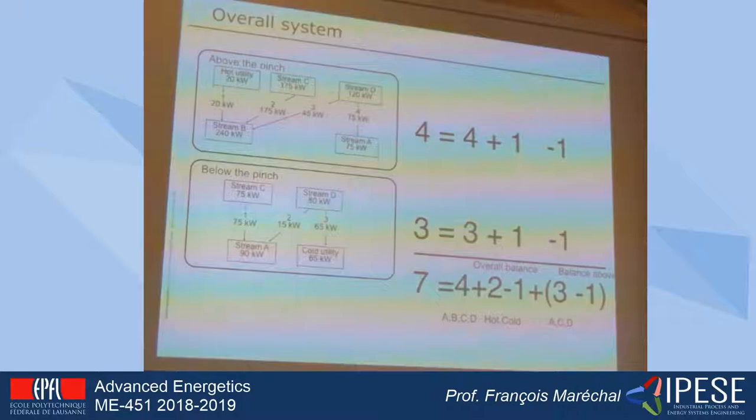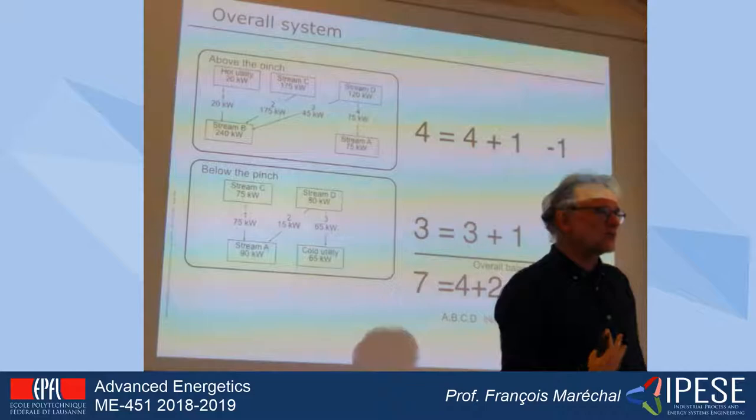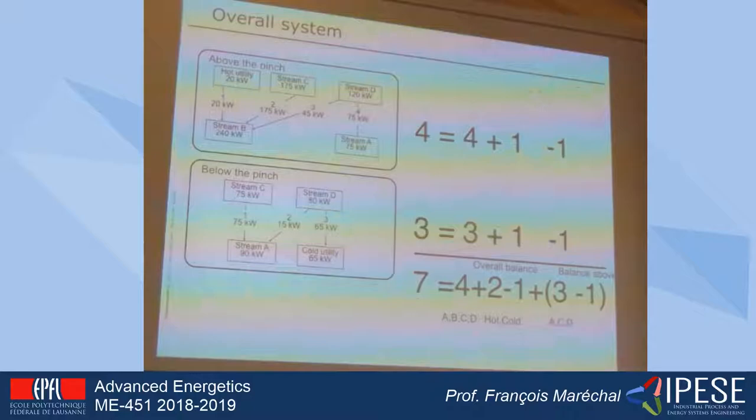So why do I have more than the 5 that I was expecting? It is because the streams that were above the pinch and below the pinch at the same time, so the ones that were crossing the pinch, need to be counted twice because there are ones above and ones below the pinch. Okay? So what does it mean?